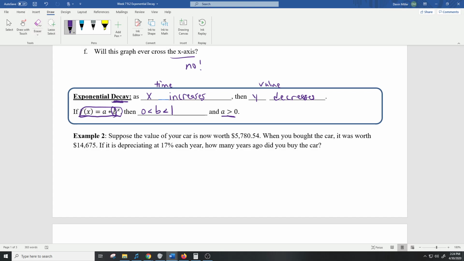So we saw last week that the b value for growth had to be greater than 1. Decay means it has to be between 0 and 1. We're not talking about any negative numbers in the b value yet.